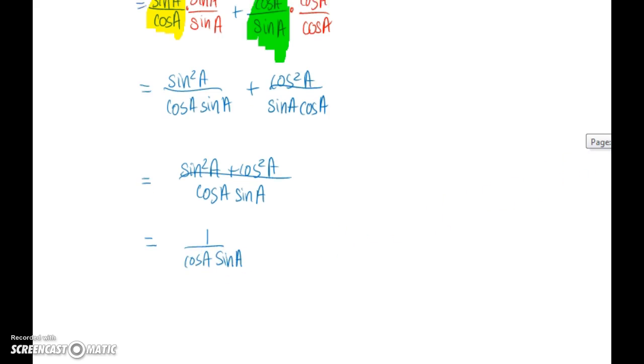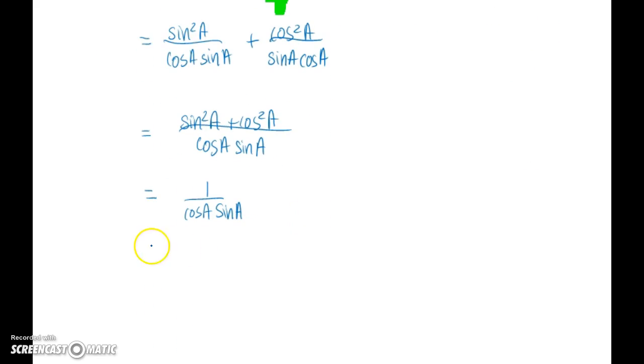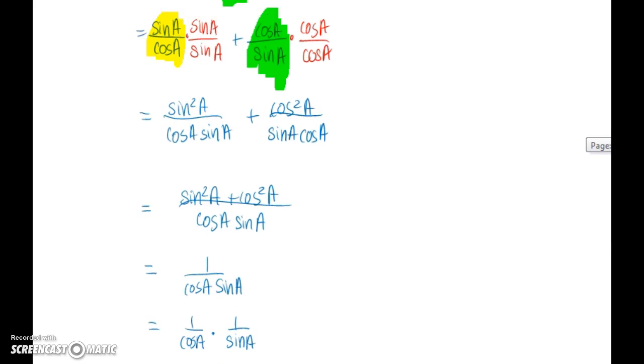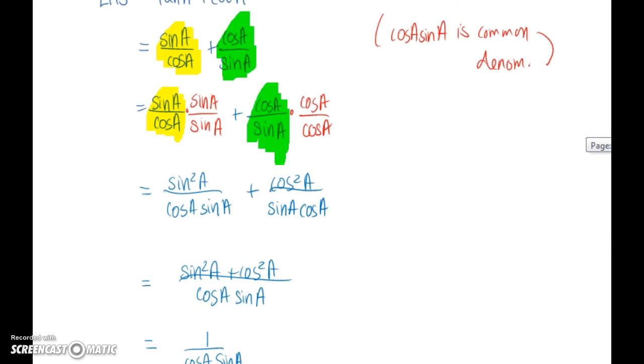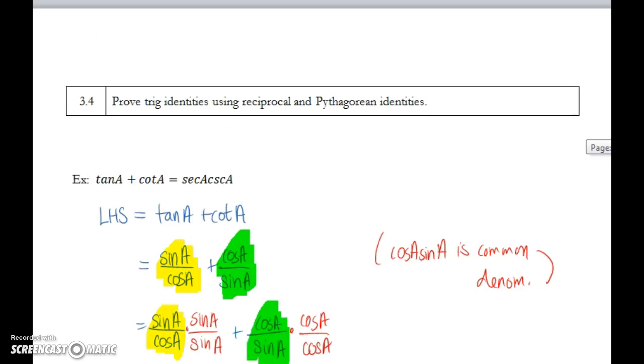Now keep in mind our ultimate goal. Our right-hand side is secant times cosecant. Secant is 1 over cosine, so we can split this up as 1 over cosine A, and cosecant is 1 over sine, so times 1 over sine A. And 1 over cosine becomes secant, 1 over sine becomes cosecant, and this is equal to the right-hand side. So again, you want to start with one side of the equation and then, using substitution and algebra, convert it to the other side. This is standard 3.4, proving trig identities using reciprocal and Pythagorean identities.